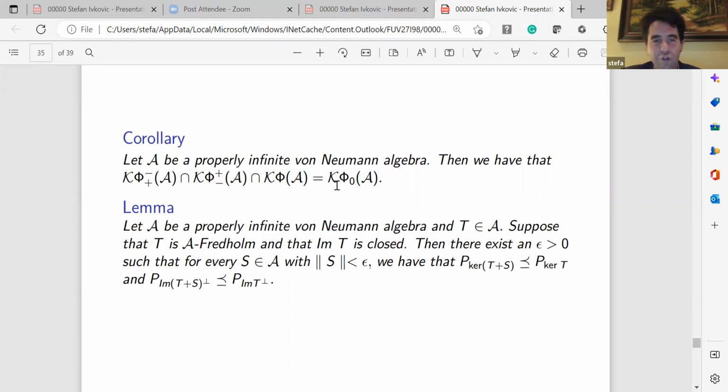Let me also mention one technical lemma in order to introduce a punctured neighborhood theorem for these Fredholm operators in von Neumann algebras. Now again, A is properly infinite. So if T is A Fredholm and the image of T is closed, then there exists an epsilon greater than zero such that for every S in A with norm less than epsilon, the projection onto the kernel of T plus S is related to the projection onto the kernel of T, and the projection onto the orthogonal complement of the image of T plus S is related to the projection onto the orthogonal complement of the image of T.